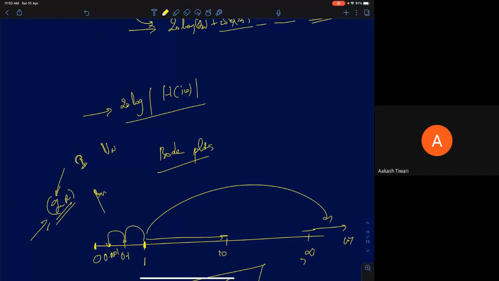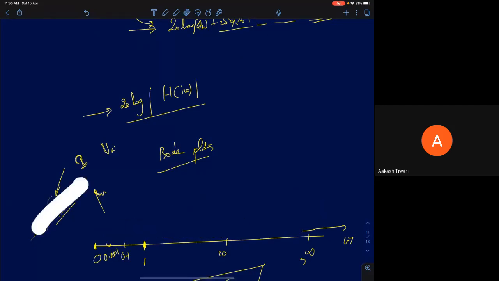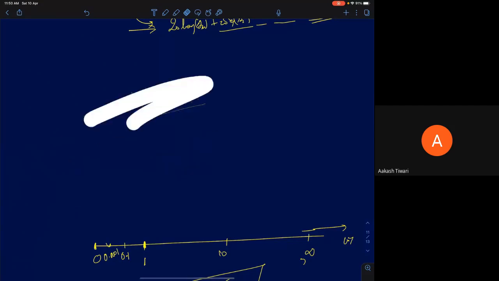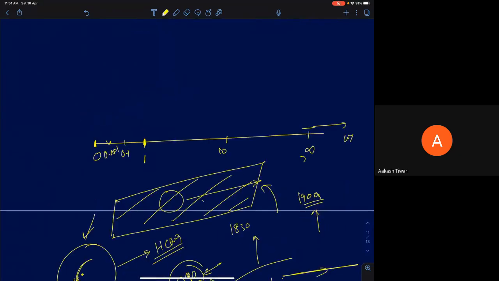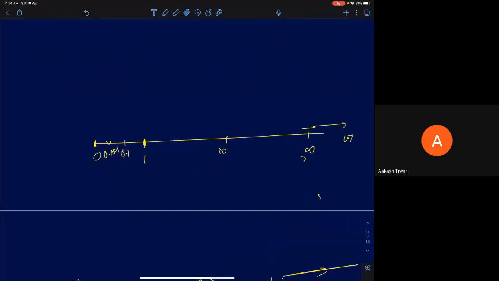And I'll finish one point. I'll discuss how to plot frequency response in the next class. To finally finish the lecture, I'll just discuss one more point about logarithmic functions, and I think we'll be done with the lecture.